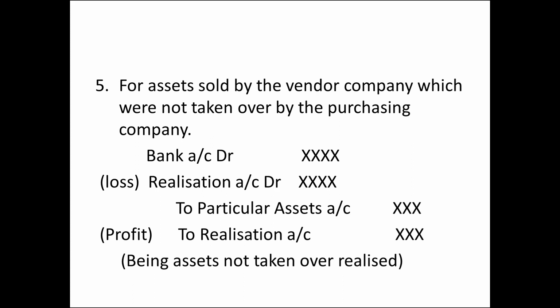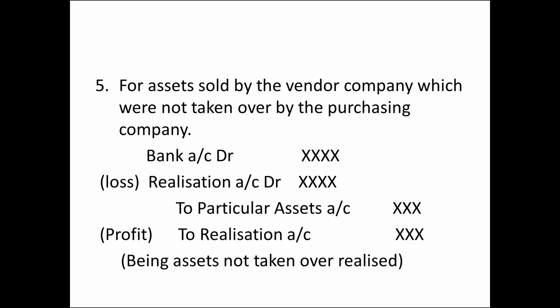In that case, the entry is bank account debit, realization account debit, to particular asset. In the place of particular asset, you have to write fixed assets account. When there is a loss, you will be posting this: bank account debit for the cash you receive, and for the loss you have incurred, realization account debit, to particular asset.